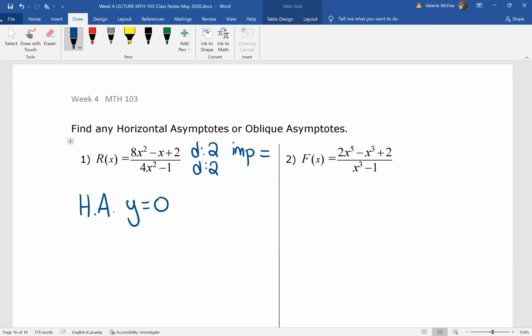The only time we have an oblique asymptote is if the degree of the numerator is 1 more than the degree of the denominator. So that tells me that there is none.